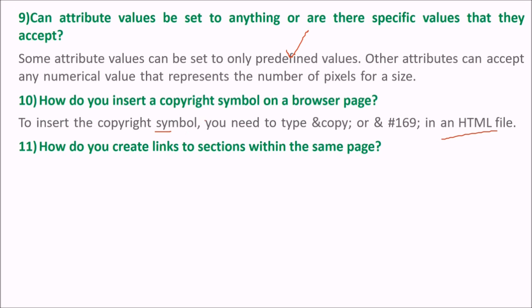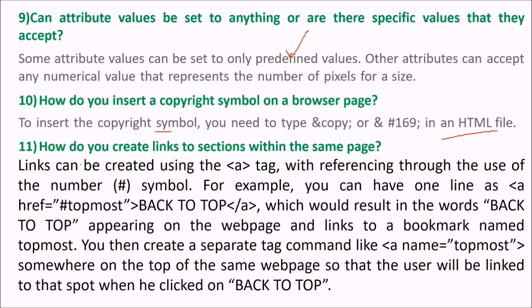How do you create links to sections within the same page? These links can be created using an A tag. This A stands for anchor, referenced through the use of the number hash symbol. For instance, you can have one line as A href, this is the reference basically, and you can have a hash topmost, and then "back to top". So if you click on this back to top, it is going to take you to the top.